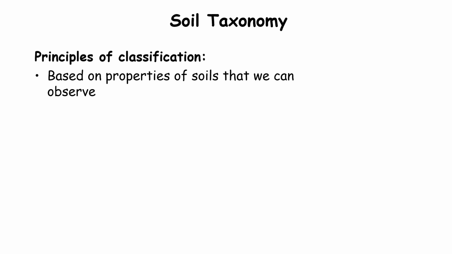The first one is that principles of classification are based on properties of soil that we can observe. So these are the characteristics that we measure in the field, including color, texture, structure, and so on.